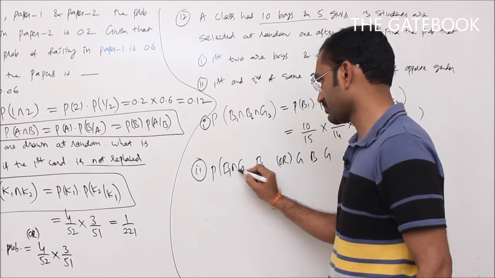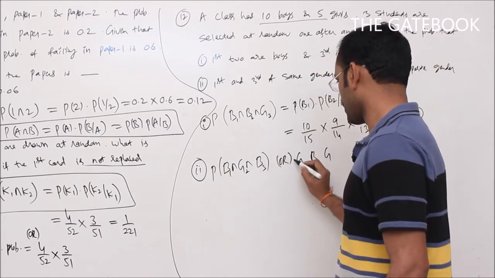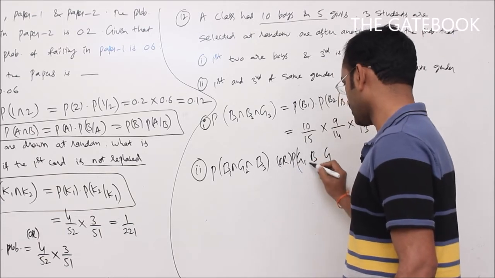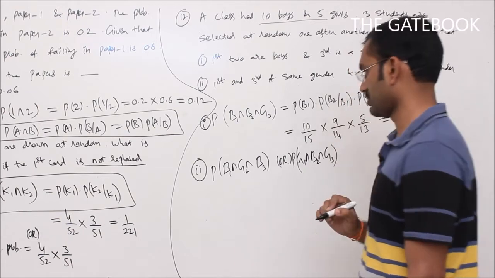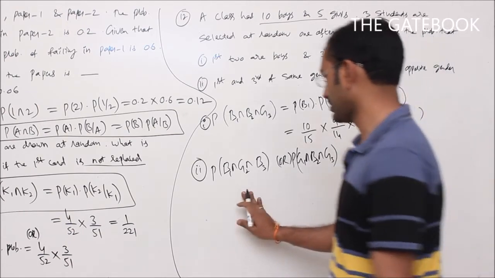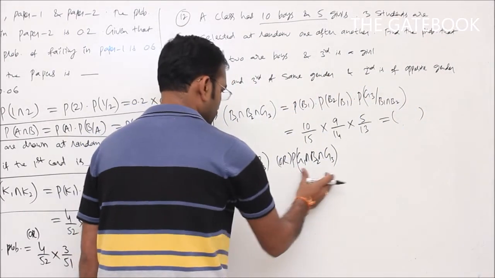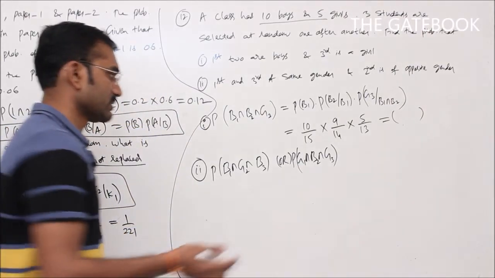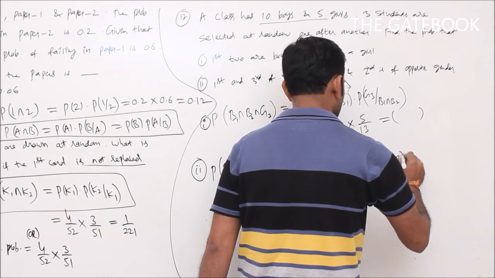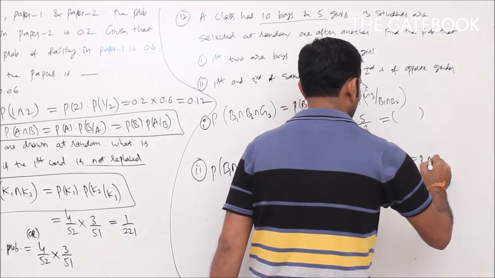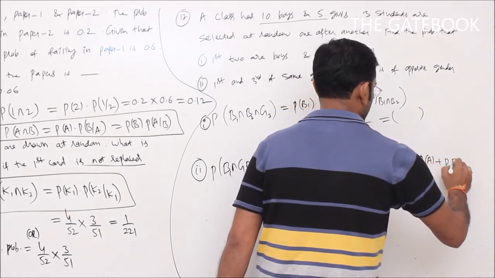Probability of first position boy, second position girl, third position boy, intersection. Either this or this means these two are mutually exclusive events. If A and B are mutually exclusive, what is P of A union B? P of A union B is equal to P of A plus P of B.